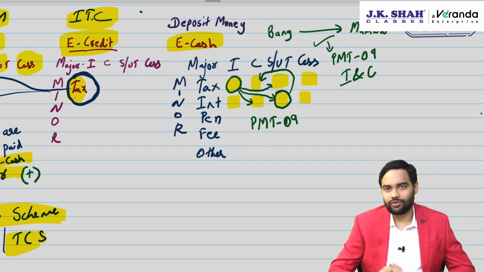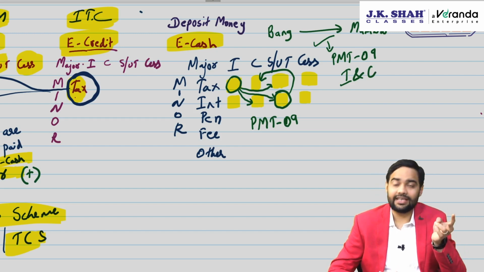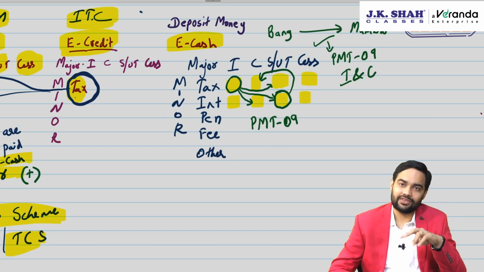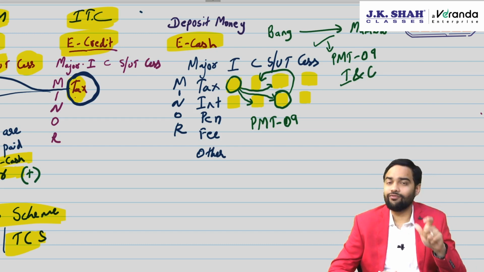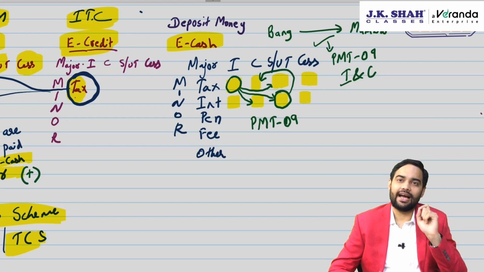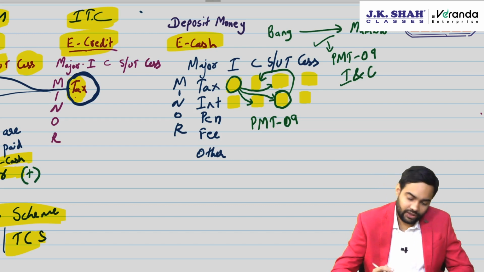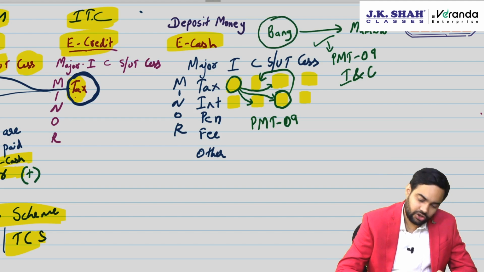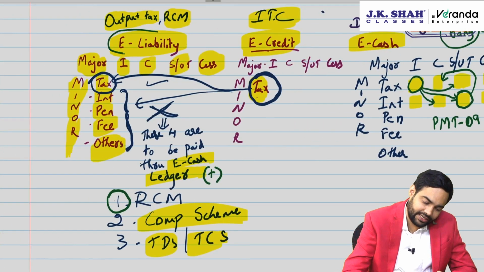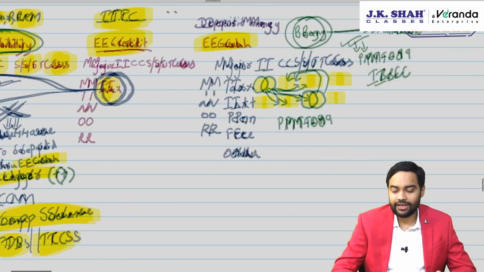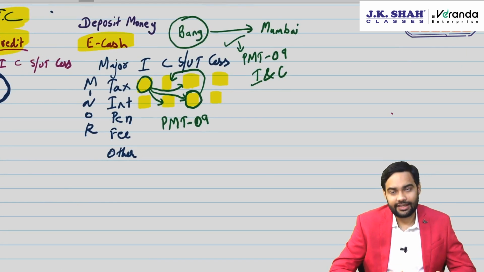In the exam, you'll have to mention that only IGST and CGST can be transferred between two distinct persons, transferor and transferee. Only I and C is permitted. Same form number PMT09, but one thing to be noted, Bangalore should not have any liability due in e-liability ledger. If he himself has a liability due in e-liability ledger, first he should pay his liability. Only then he should help others.